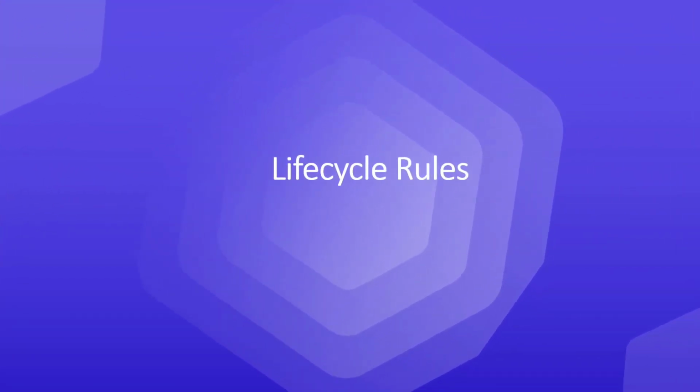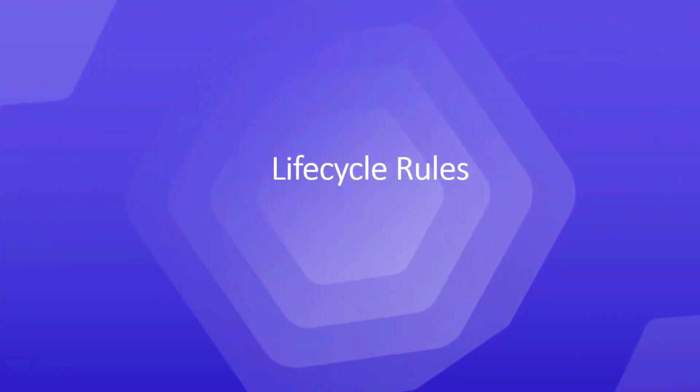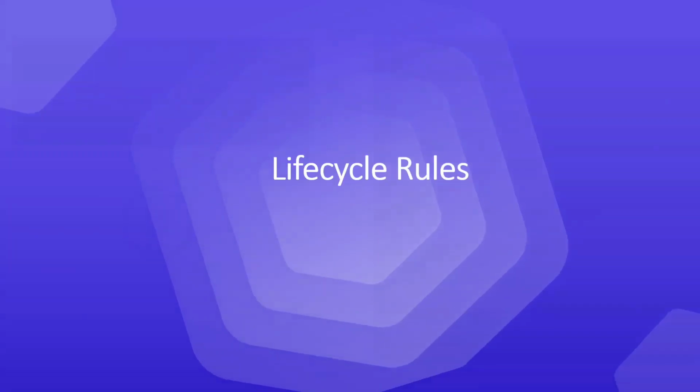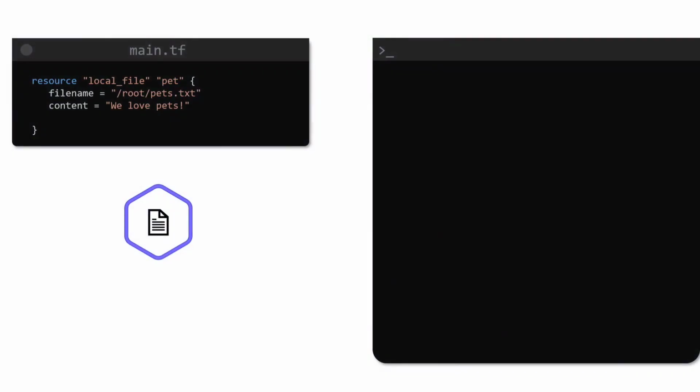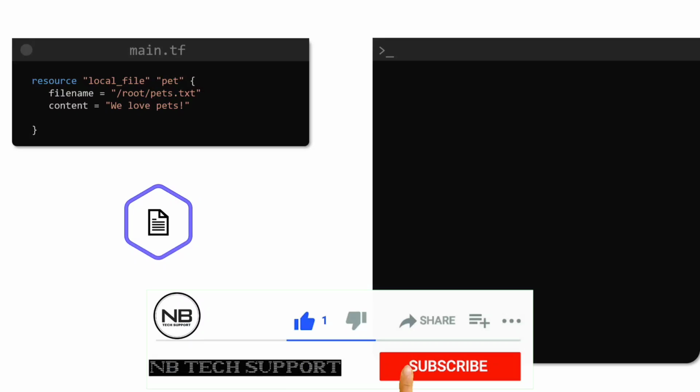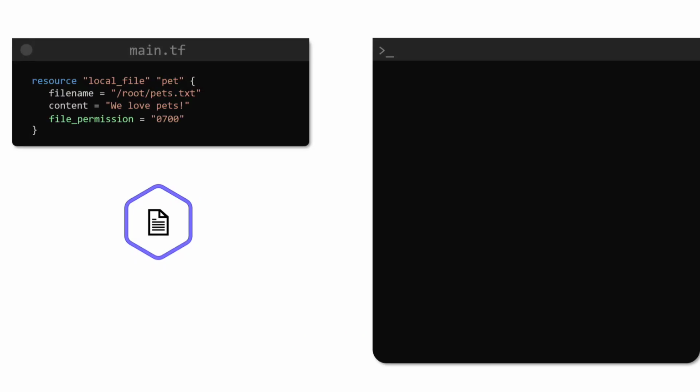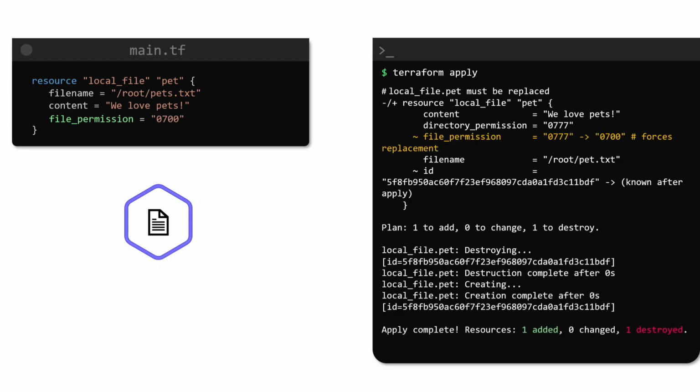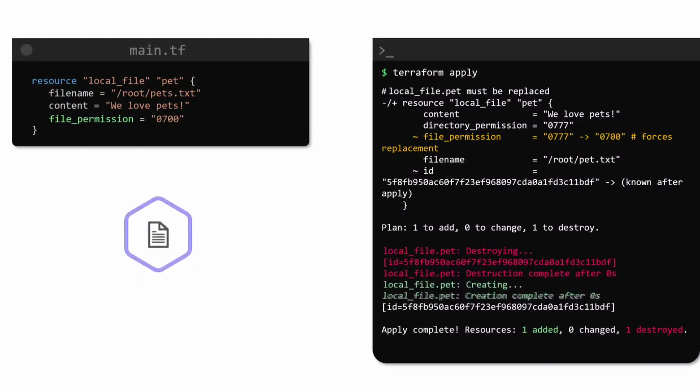In this section, we will learn how to set up lifecycle rules in Terraform. Previously, we saw that when Terraform updates a resource, it treats the infrastructure to be immutable and first deletes the resource before creating a new one with the updated configuration. For example, if we update the file permissions on our local file resource from 777 to 700 and then run Terraform apply, you would see that the older file is deleted first and then the new file is created.